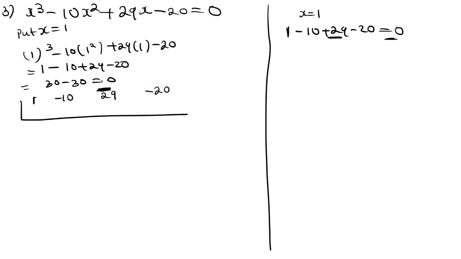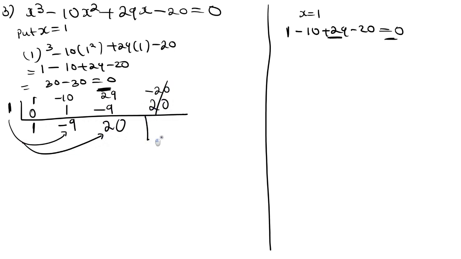Then first, what you have to take here, x value is 1. Here you need to write the same number, right? 1 into 1 is 1. What is minus 10 plus 1? Minus 9. So 1 into minus 9 is equal to minus 9. 29 minus 9 value is equal to 20. 1 into 20, it's equal to plus 20. Minus 20 plus 20 cancels, 0 you will get. So write the quadratic equation, x square minus 9x plus 20 equal to 0.